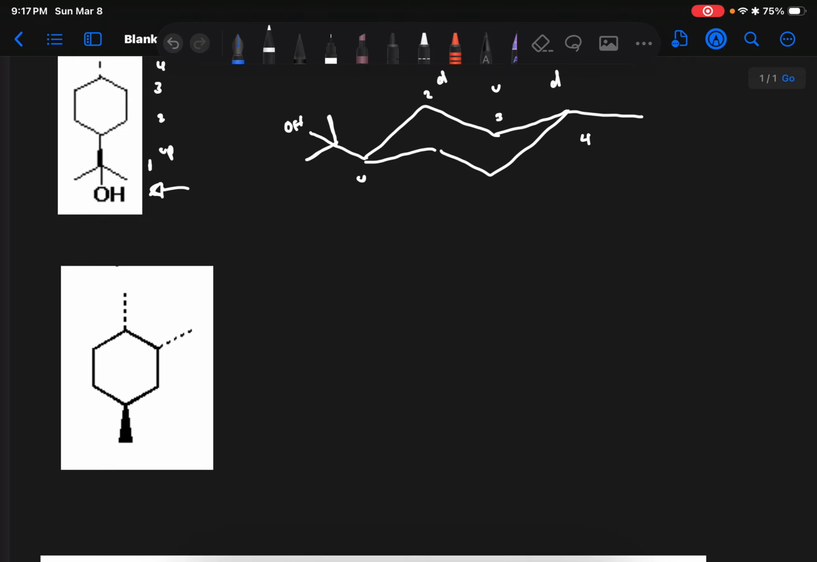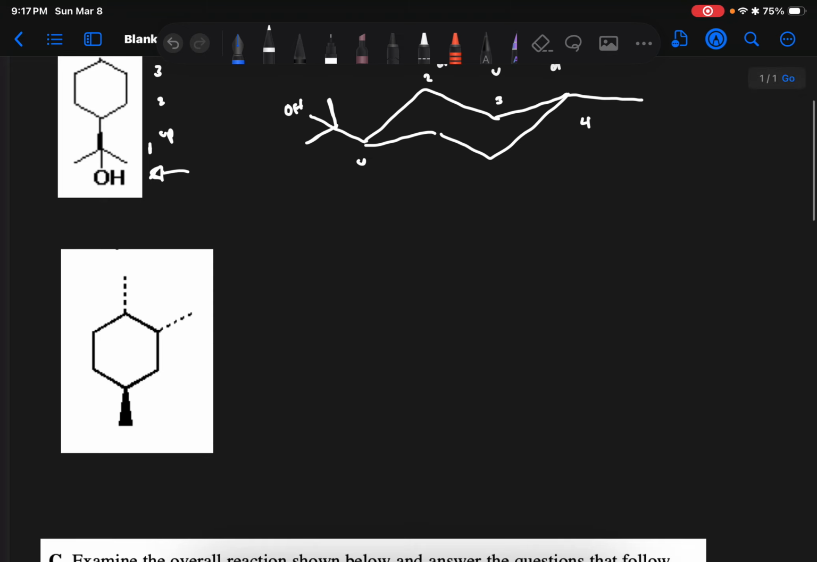This is why we have two examples, because if I get the first one wrong, hopefully the second one will make more sense. So here we'll just draw another chair conformation.